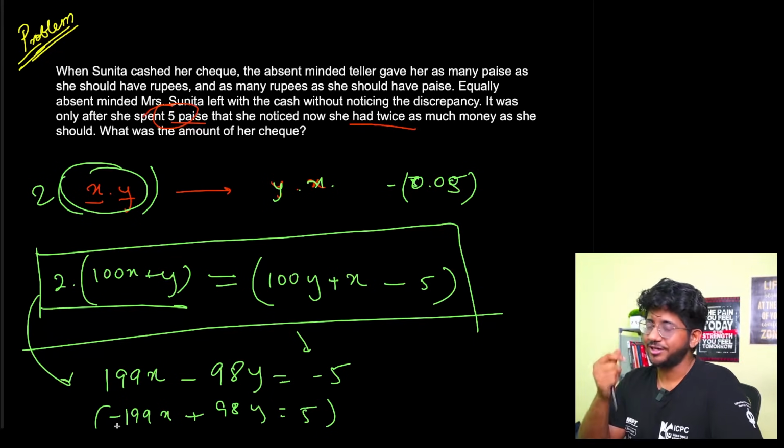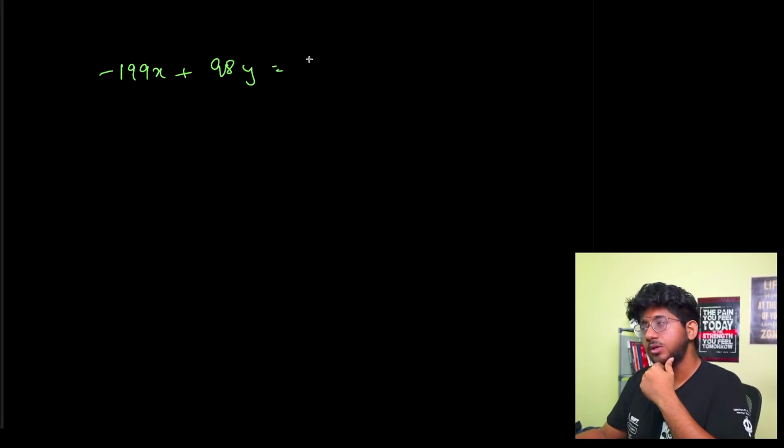I hope you have tried it now. So let's get into it. This is the thing given to you, and this is the equation. Let's move to the next slide. So the equation that is there with you is 199x plus 98y equal to 5, right?